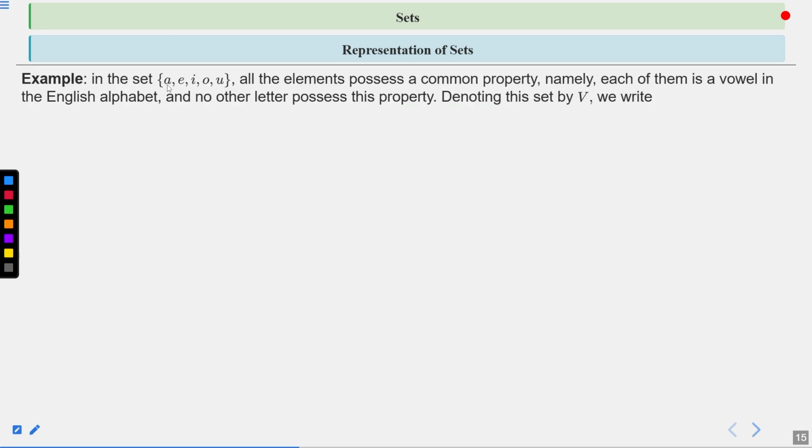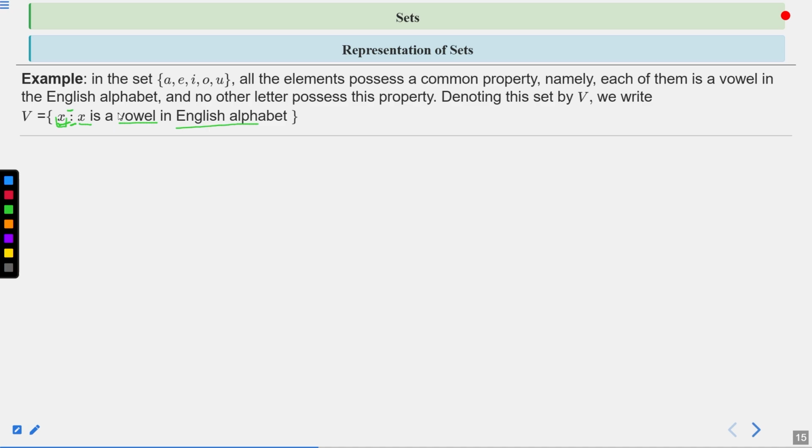So this is our roster form set, A, E, I, O, U. Now how are you going to write this in set builder form? Very simple. Each of the elements is a vowel in the English alphabet. No other letter possesses this property. So you denote your set by V and write it as all x such that, so this represents such that, collection of x such that x is a vowel in the English alphabet.